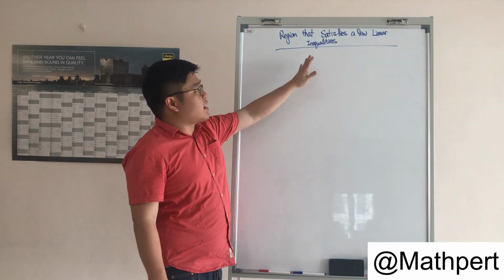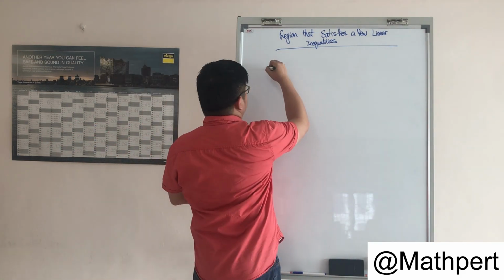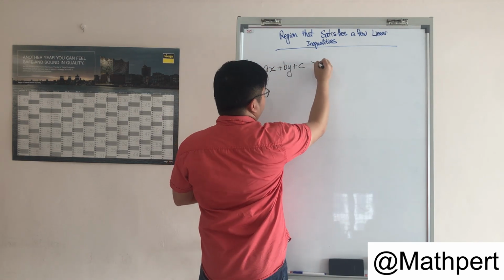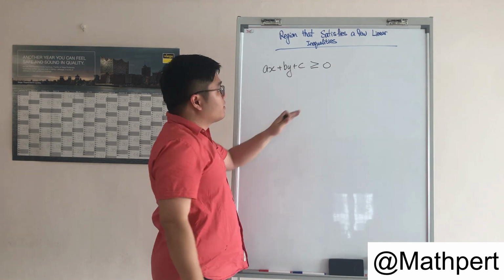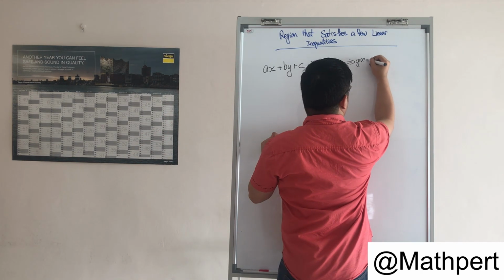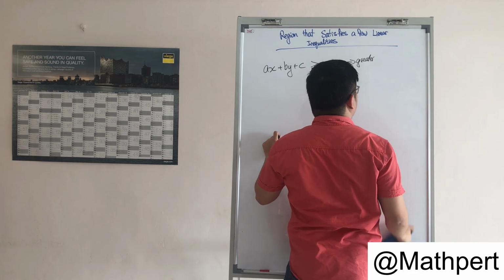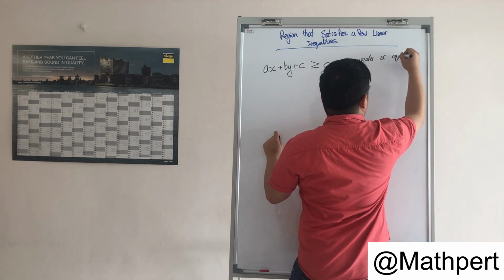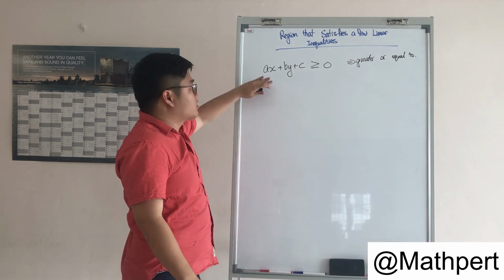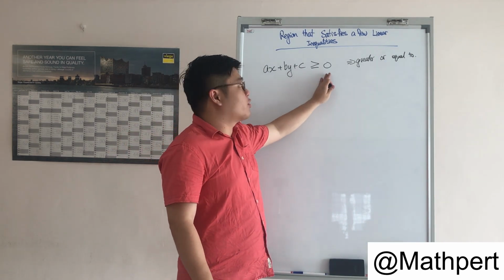Let's take a look at regions that satisfy a few linear inequalities. This is an inequality: ax plus by plus c, this meaning greater or equal to. These inequalities tell us that ax plus by plus c is greater than or equal to 0.